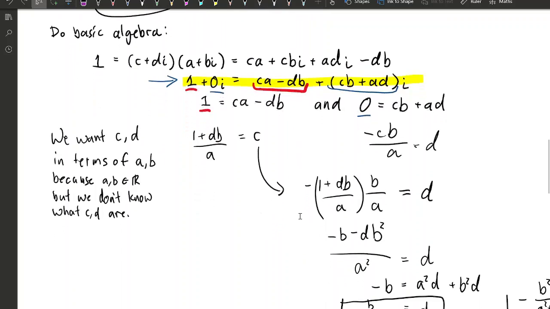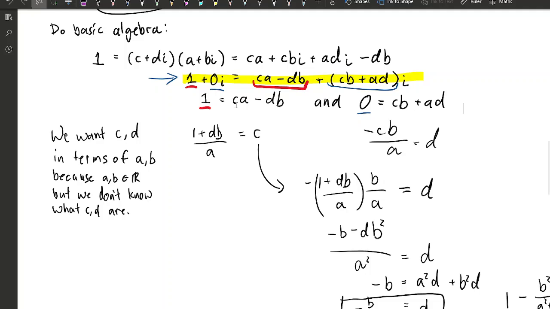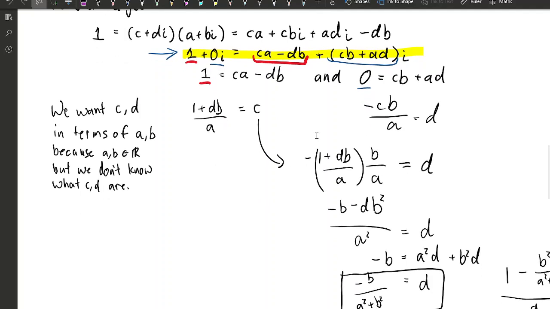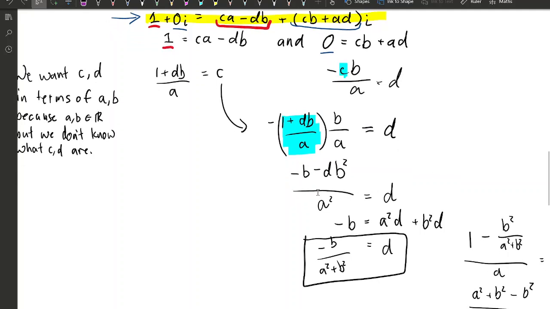Right? Okay, and then you can solve for c and then substitute into the other to get rid of the c's and d's so that you have it only in terms of b and a. So solving for c, you get 1 plus db over a, and I substituted that in for c over here. So c is this entire bit in here. So I substituted in and expanded. Get this.